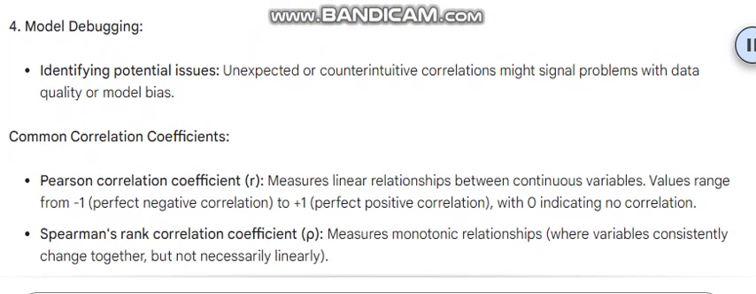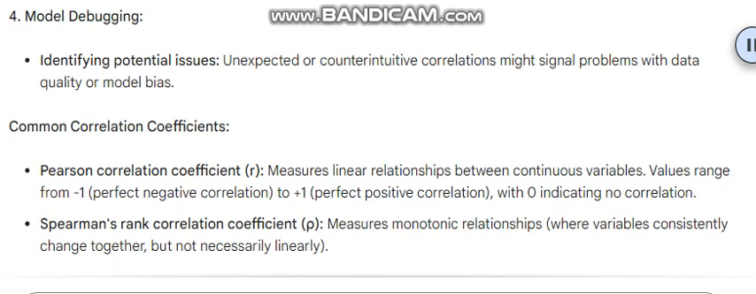4. Model debugging. Identifying potential issues. Unexpected or counterintuitive correlations might signal problems with data quality or model bias. Common correlation coefficients. Pearson correlation coefficient, r, measures linear relationships between continuous variables. Values range from -1, perfect negative correlation, to +1, perfect positive correlation, with 0 indicating no correlation.